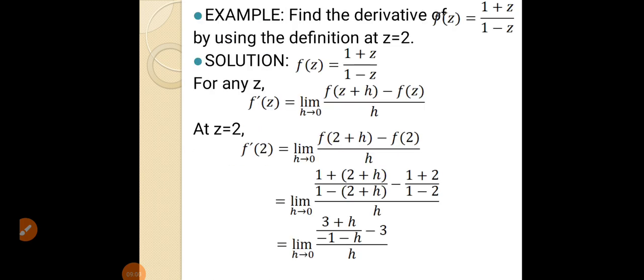We take the LCM in the numerator, then we get (3 + h - 3h) upon -(1 + h) into h. The 3 cancels with the minus 3, and h - 3h means -2h upon (1 + h) into h. The h cancels, then we get 2 / (1 + h). Now we put the limit h = 0, then we get 2.